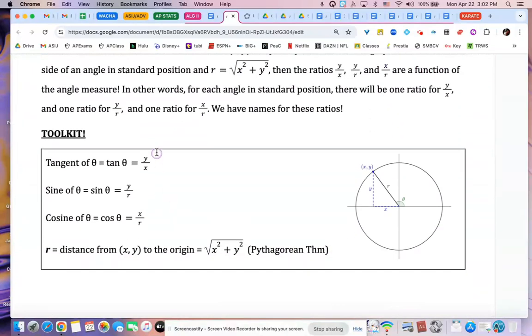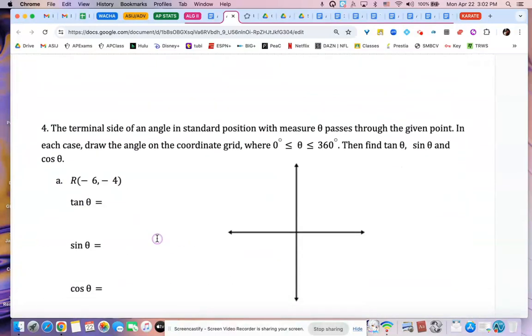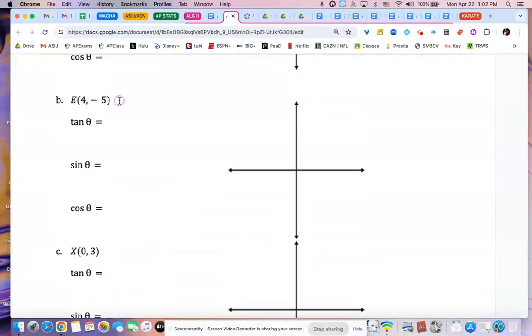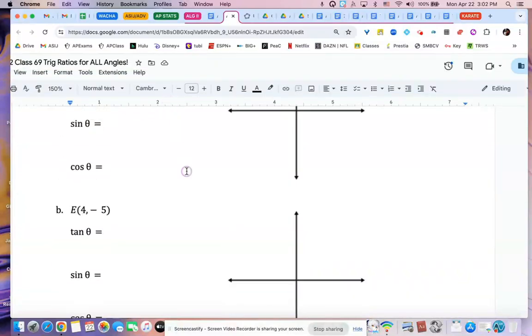So kind of starting to think about tangent as the y value over the x value, instead of just saying opposite over adjacent all the time, and saying the sine is the y value over the hypotenuse. Instead of saying it's the opposite over hypotenuse, you say the y value over the hypotenuse. And same for cosine, instead of the adjacent, now we're going to talk about the x value over the hypotenuse. So when you have points, all you need to know is what's the x, what's the y, and what's my hypotenuse.